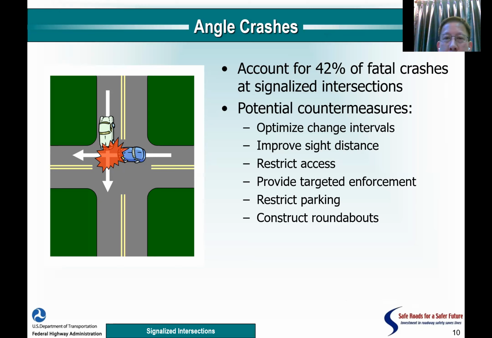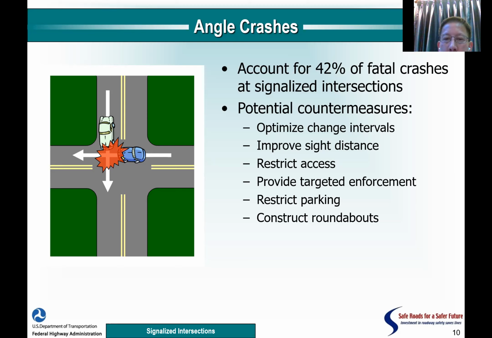For the angle crashes, it says 42% of fatal crashes at intersections account for this type of crash. The potential countermeasures include optimized change intervals. That means the intersection should have a system that can control the signal from the traffic volume.